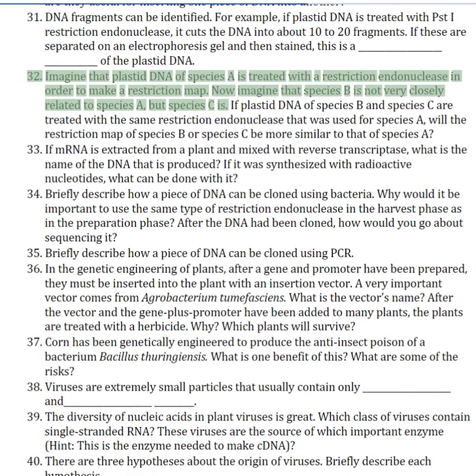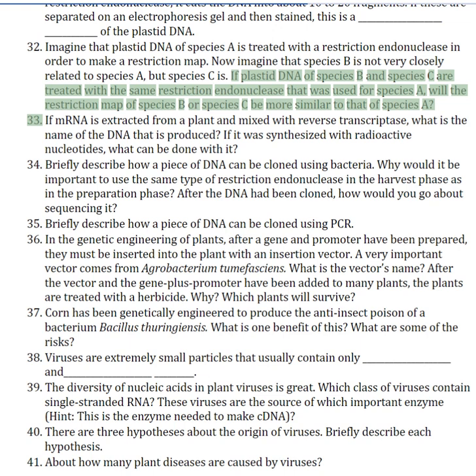32. Imagine that plastid DNA of species A is treated with a restriction endonuclease in order to make a restriction map. Now imagine that species B is not very closely related to species A, but species C is. If plastid DNA of species B and species C are treated with the same restriction endonuclease that was used for species A, will the restriction map of species B or species C be more similar to that of species A?